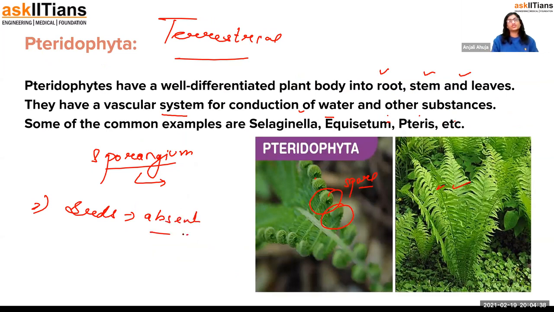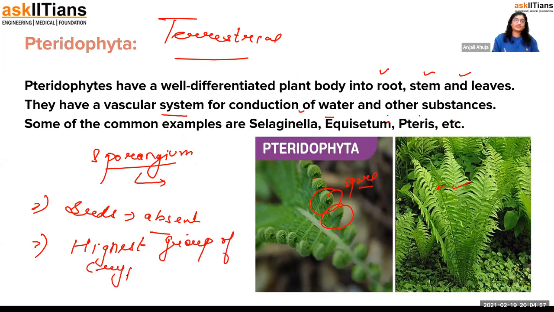Sporophytes have sporangia, and into that spores are released. And archegonium you can just write. They have well developed xylem and phloem. And pteridophytes represent the highest group of cryptogams. They fall under the cryptogams. This is the highest group of cryptogams.